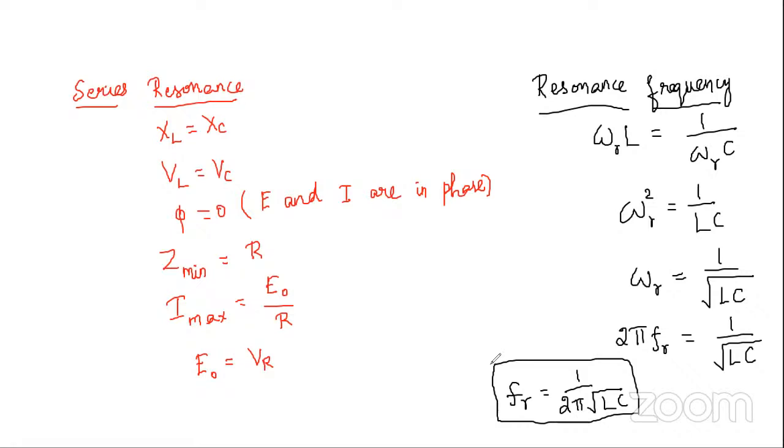So now we will be discussing some more concepts related to these series resonance conditions. Variation of Z with F, the variation of impedance.